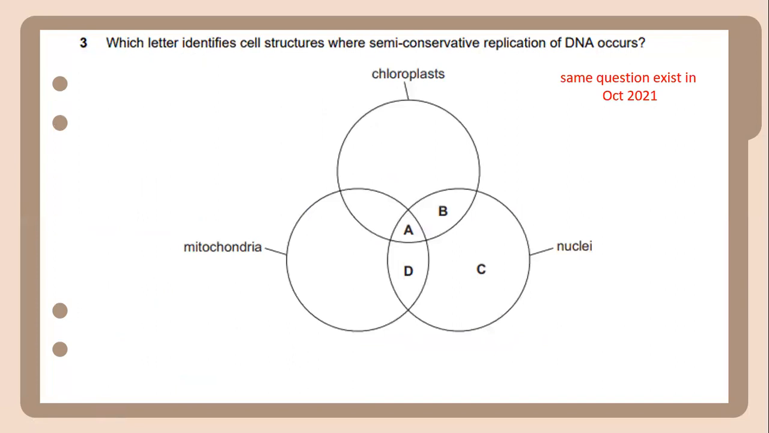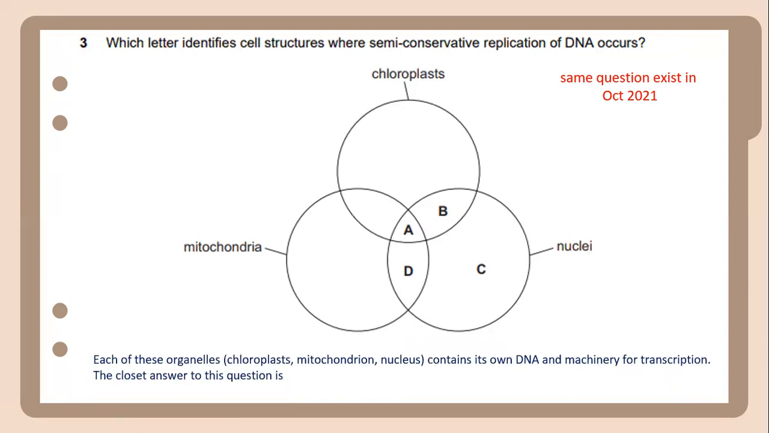Number 3, which letter identifies the cell structure where semi-conservative replication of DNA occurs? This question is a repeated question and it already exists in October 2021. Each of these organelles, chloroplasts, mitochondria, and nucleus, contains its own DNA and machinery for transcription. The closest answer to this question is A.